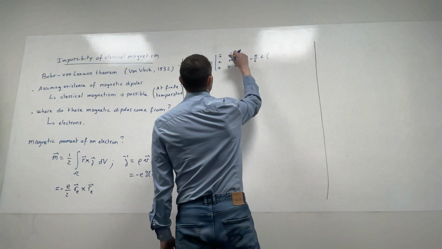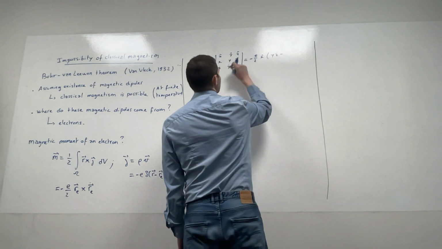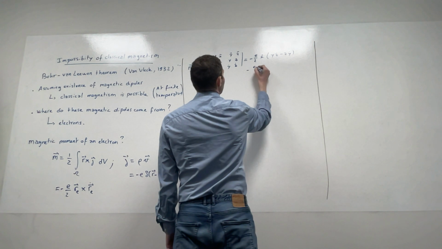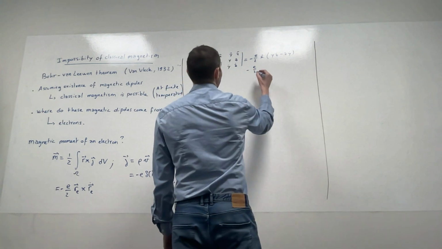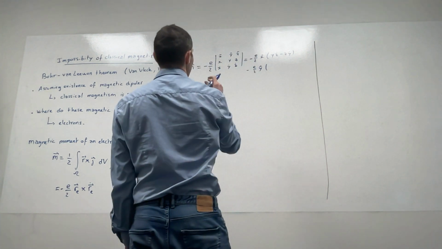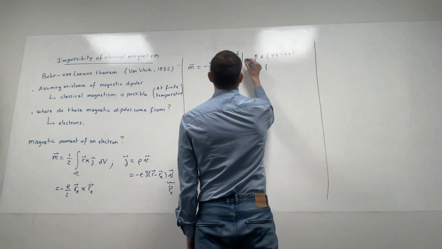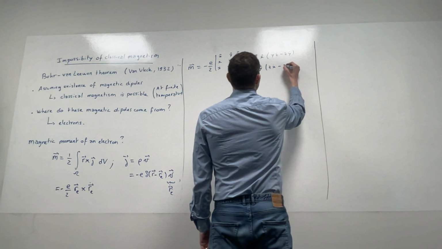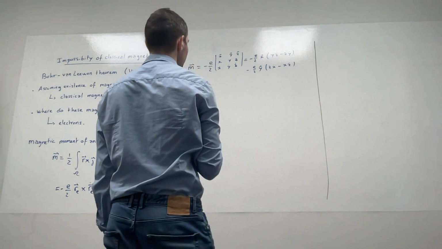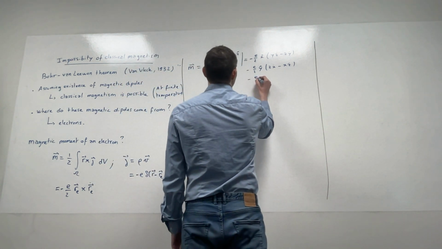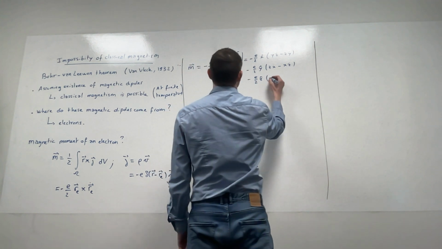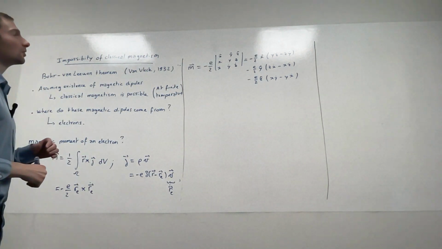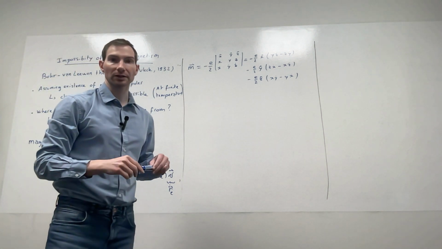I mean x, so that's y z dot minus z y dot, and then minus e over 2 y, and then this is z x dot minus x z dot, and then minus e over 2 z, so that's this one, so that's x y dot minus y x dot. Okay, so these are all the terms that we need to calculate.